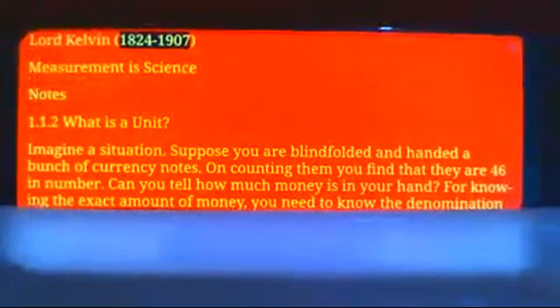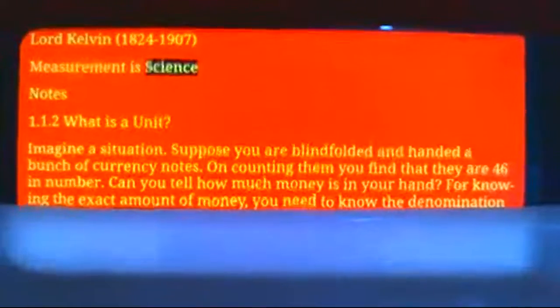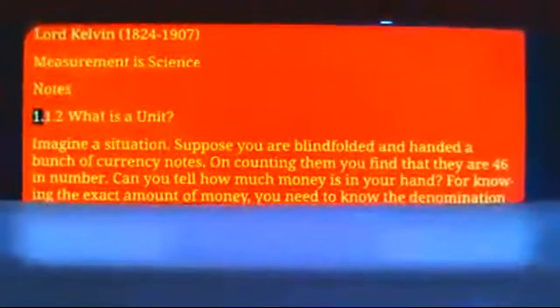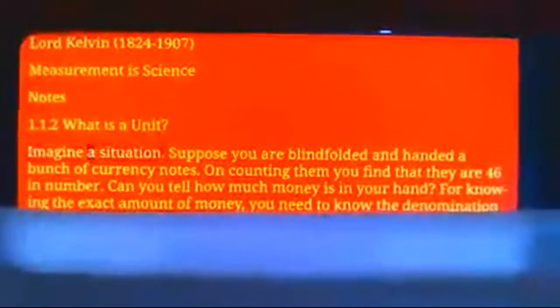Lord Kelvin, 1824-1907. Measurement is science. 1.1.2 What is a unit? Imagine a situation.